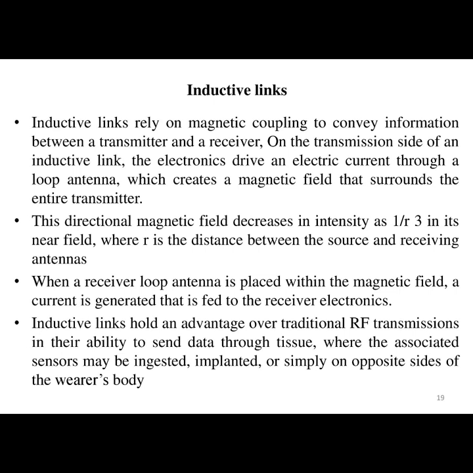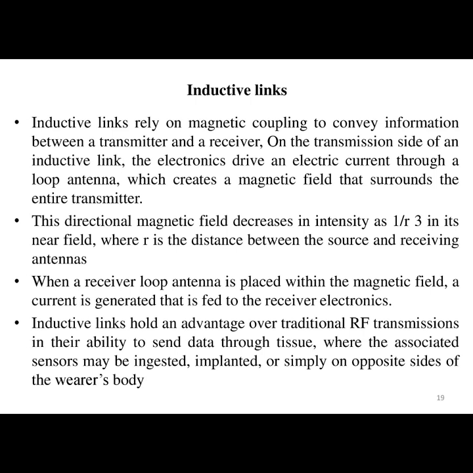Next one, inductive links. Inductive links rely on magnetic coupling to convey information between a transmitter and a receiver. On the transmission side of an inductive link, the electronics drive an electrical current through a loop antenna, which creates a magnetic field that surrounds the entire transmitter. This directional magnetic field decreases in intensity as 1 by R power 3 in its near field, where R is the distance between the source and receiving antenna.